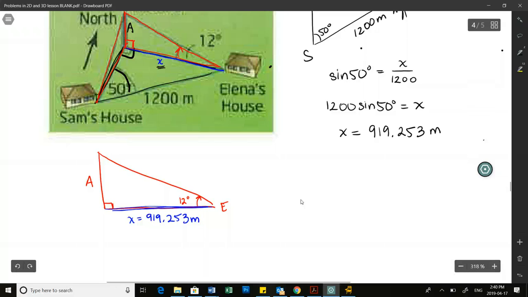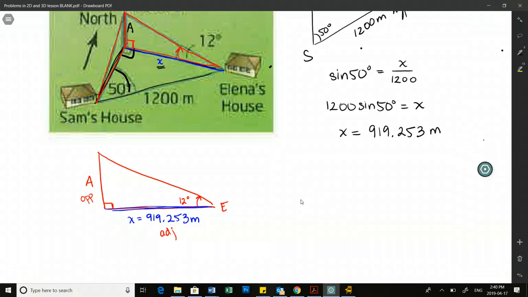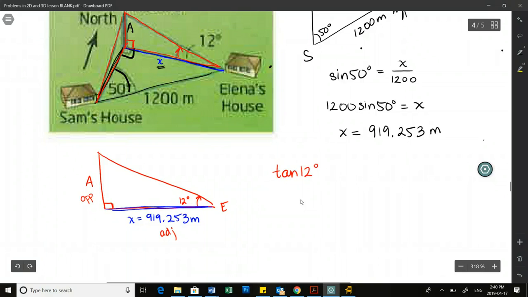12 is my reference angle. What is A? A is opposite. X is adjacent. So tan of the reference angle, 12 degrees, is equal to the opposite side, the antenna A, over the adjacent side. I'm so confused. What are you doing? I am solving for A in this triangle right here.